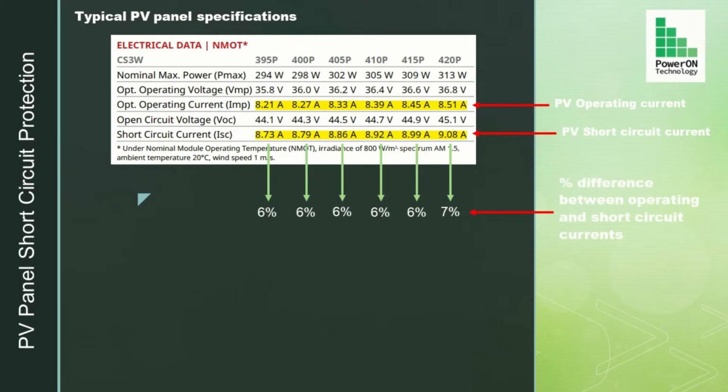The challenge with PV panels is to discriminate between the normal operating current and the short circuit current, when the difference between the two is no more than 7%. Note that these are typical values and that the operating current and the short circuit current vary with operating temperature and sunlight intensity, making it even more of a challenge to discriminate between the two current values. PV panels are usually operated at, or near, their maximum power point to ensure maximum energy production.